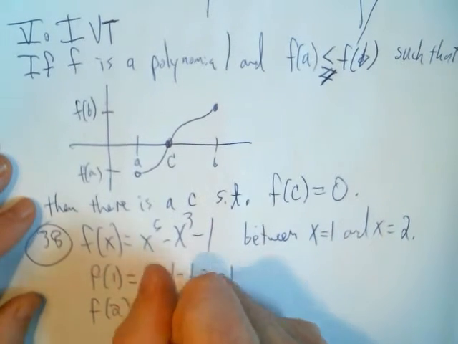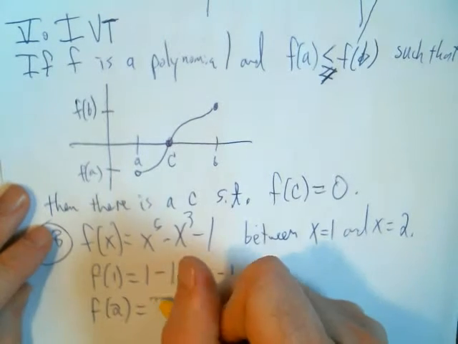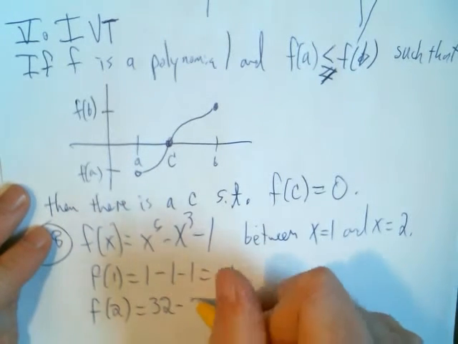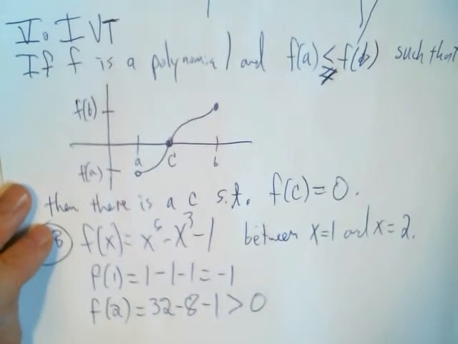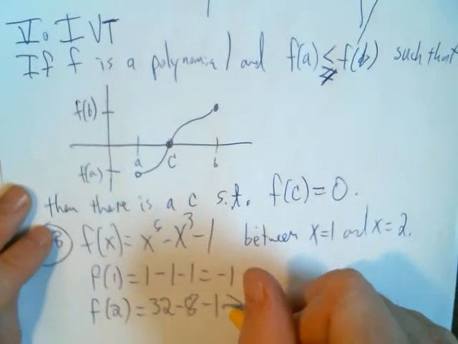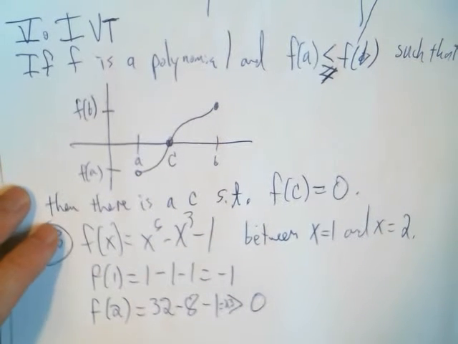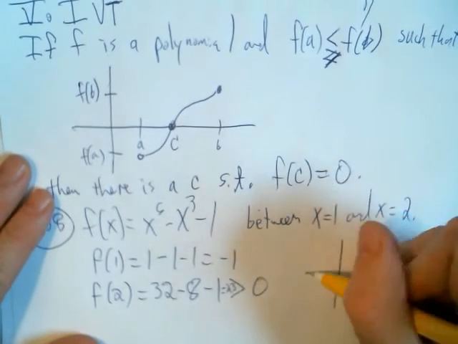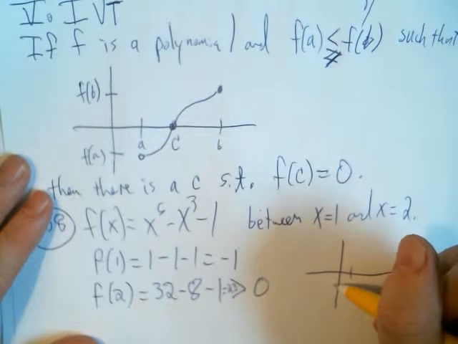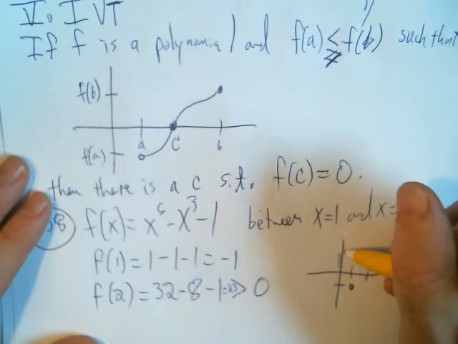And then f of 2 is 2 to the 5th: 2 times 2 is 4, 8, 16, 32, minus 8 minus 1. That thing's going to be greater than 0, right? It equals 23, I think. So it equals 23, but obviously that's greater than 0. So here we have this situation: f of 1 is negative 1, and then f of 2 is way up there at 23.